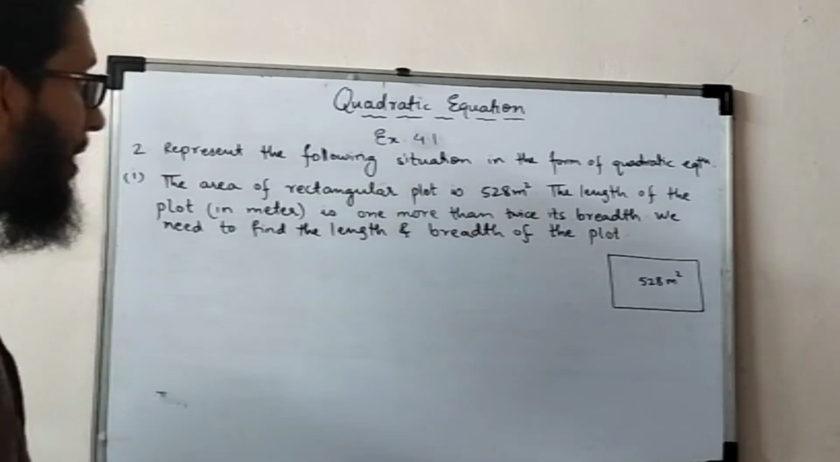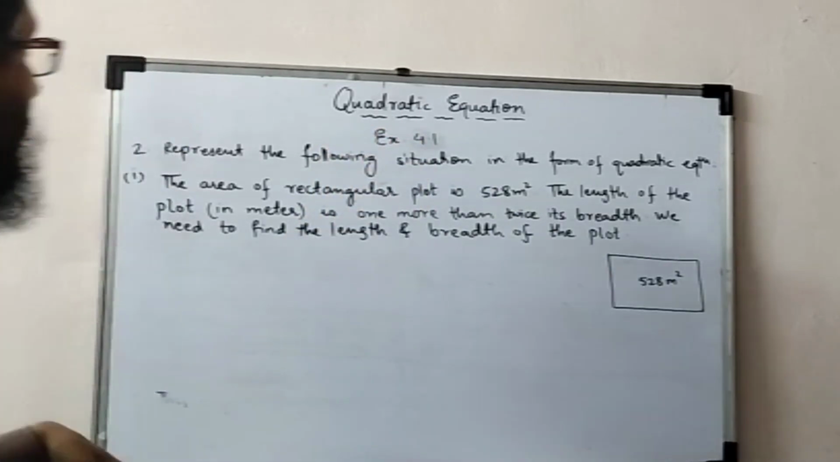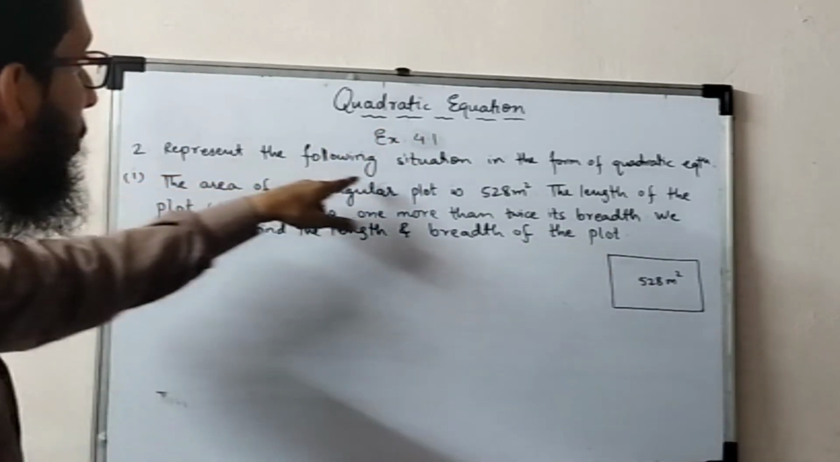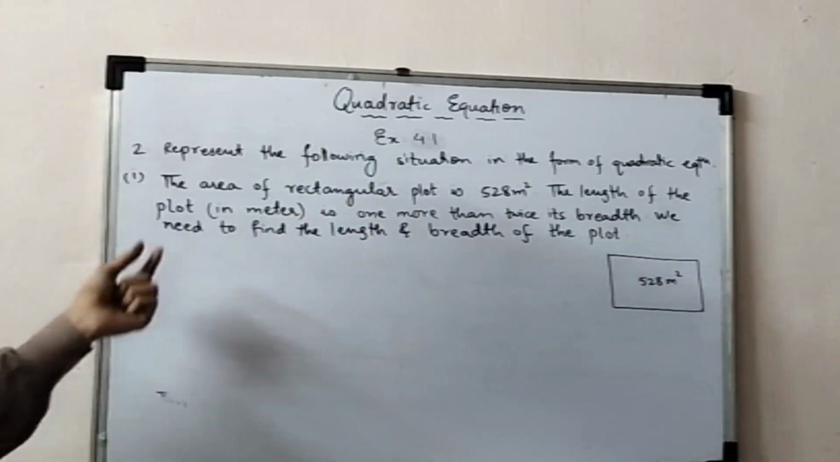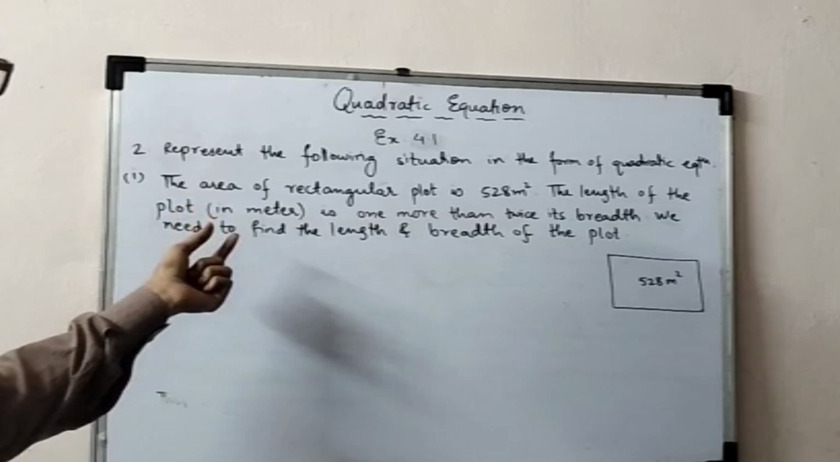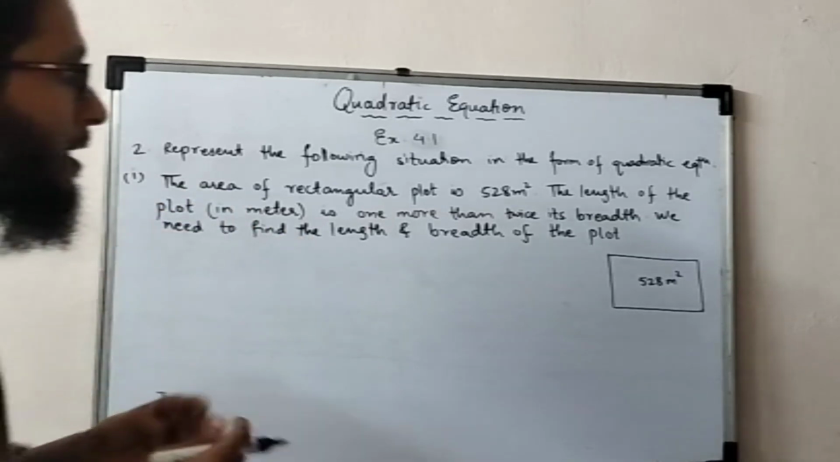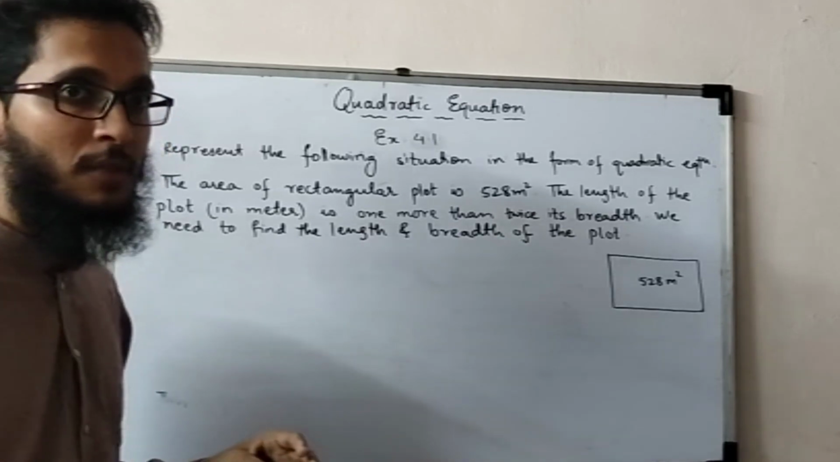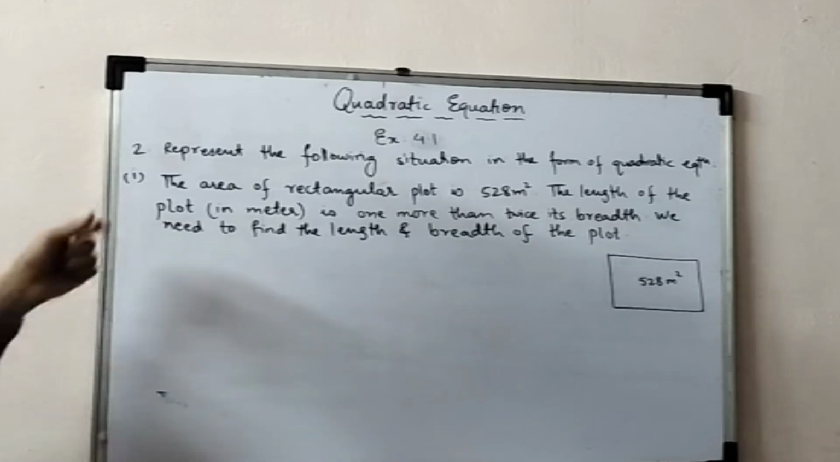Okay, I have taken the second question of this same Exercise 4.1. The second question is: represent the following situation in the form of a quadratic equation. They have given the problem, the scenario, some situation. We have to express it in mathematical language, which will obviously be a quadratic equation. So what is the situation?